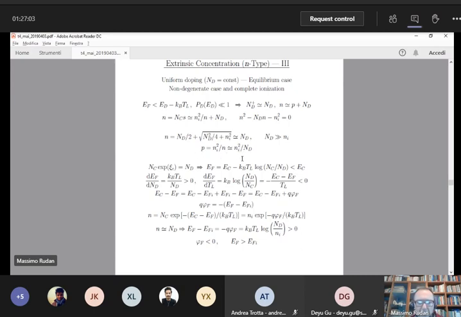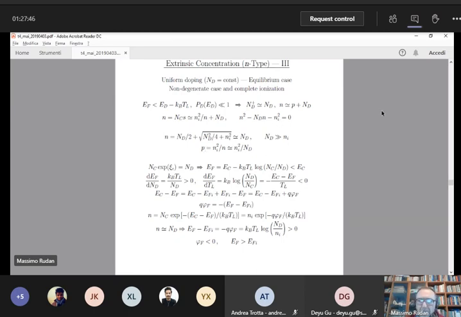If you are at room temperature, Ni is 10 to the 10th, the square is 10 to the 20th, divided by 10 to the 15th makes 10 to the 5th. So the concentration of holes is 10 to the 5th. So you have 10 orders of magnitude difference between the concentration of the electrons and that of holes. For this reason, the electrons in this case are also called the majority carriers, whereas holes are called the minority carriers. Okay.